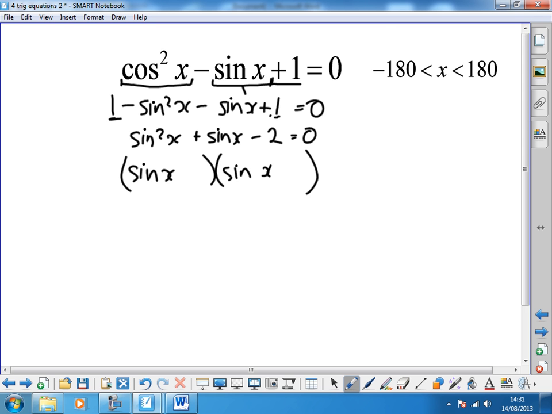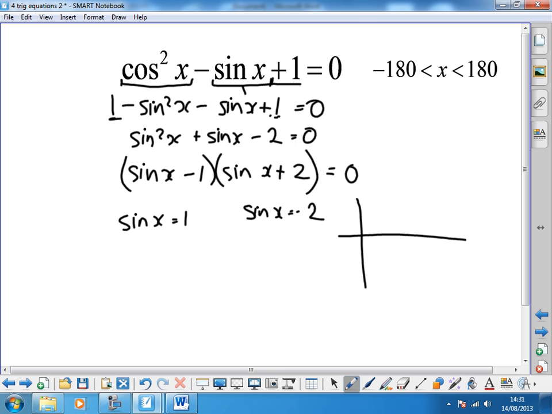Sine x, we've got plus 2 minus 1, 0. So sine x is 1. Again, you could inverse sine, or sine x is minus 2. That's another impossible one, isn't it? Yeah. Because if that's the case, that's going to be -1. Yeah. That one's -2, which is not on the graph. Yeah. So that's impossible.